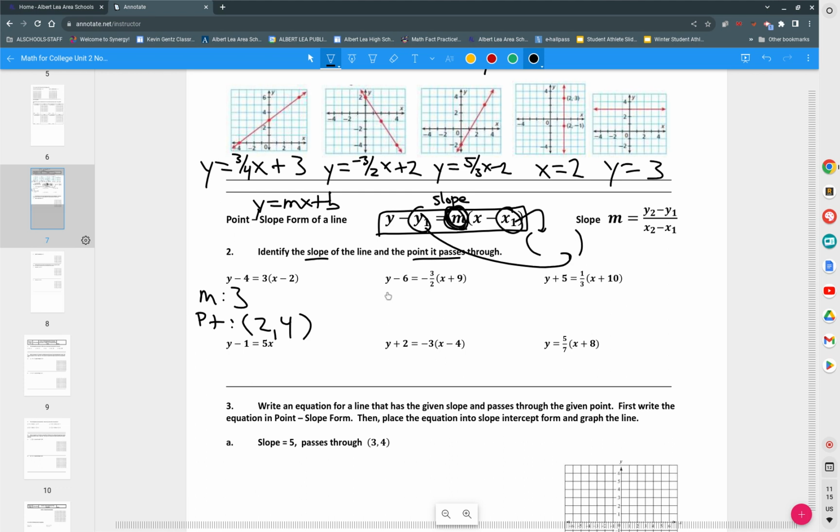For the second one, I have a slope of negative 3/2, and then the point that it passes through, is the x value going to be positive 9 or negative 9? Negative 9. And what's the y value going to be? Positive 6. I would like you to try the ones that I'm starring right now on your own. Please identify the slope and the point. That's all we want.